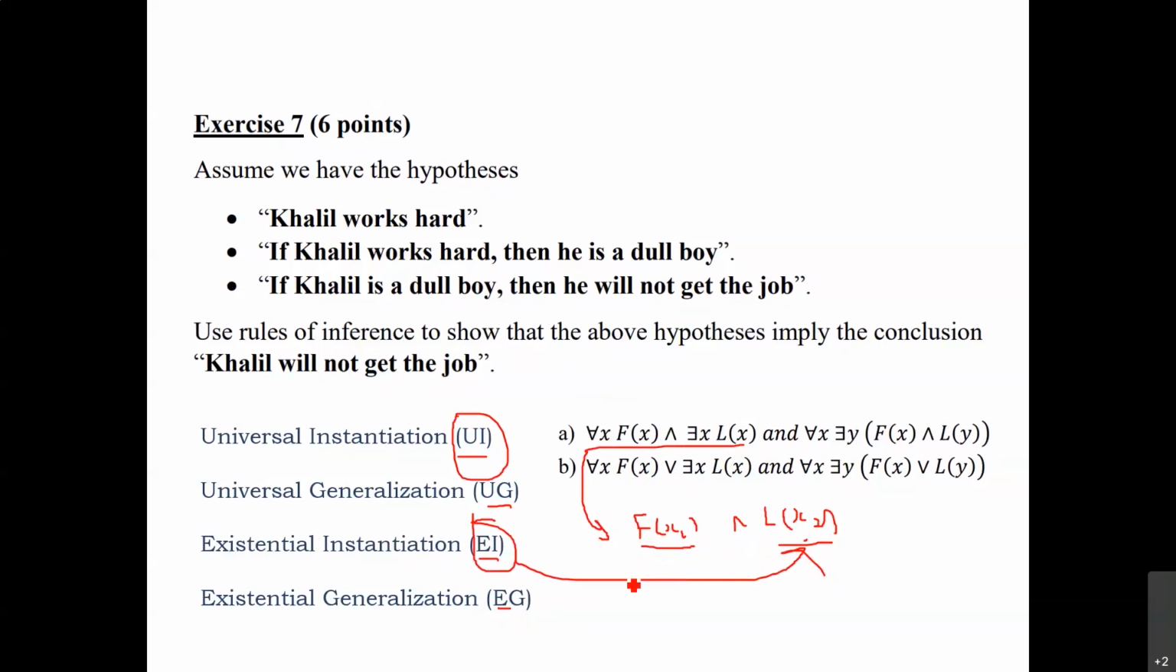And then when I said, hey, I want to go backwards and say for every x, F of x and L of x2, this was the generalization. And then when we said, again, for every x, there exists y, it's also generalizing. So for every x and L of y. And I think that's everything. Okay, so yeah, that's everything.